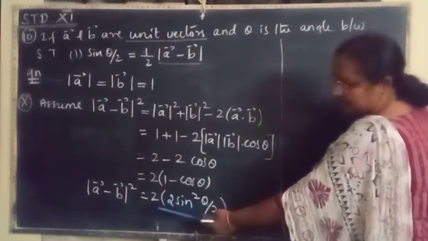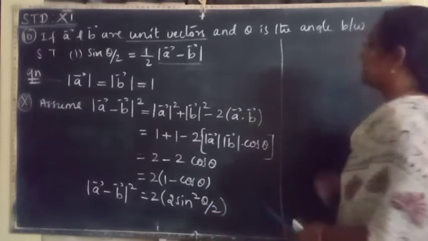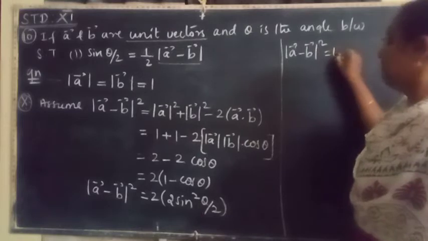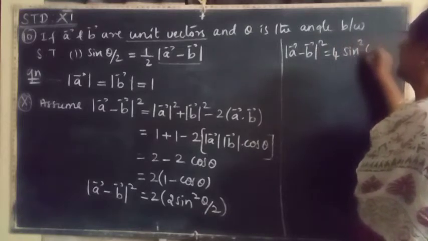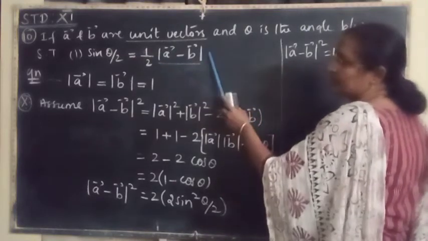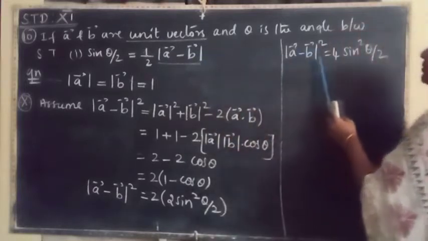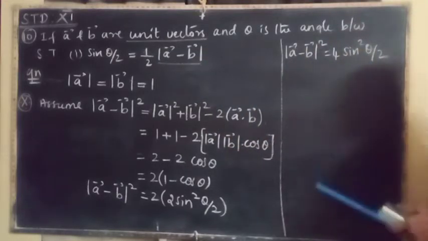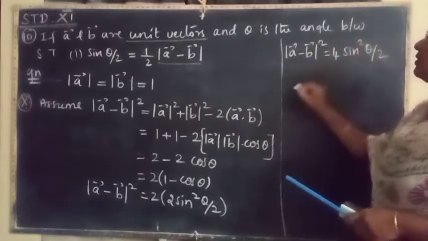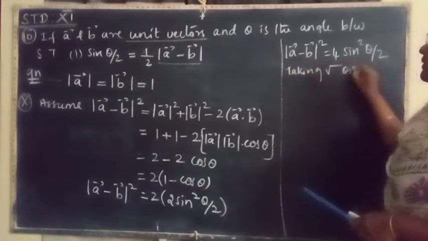Now what I have on the RHS, 2 into 2 sin square theta by 2, isn't it? So modulus of A minus B the whole square equals 4 into sin square theta by 2. Okay, in the proof I don't want the whole square, I only need modulus of A vector minus B vector alone. So I am going to remove this square. How? I am going to take square root on both sides.